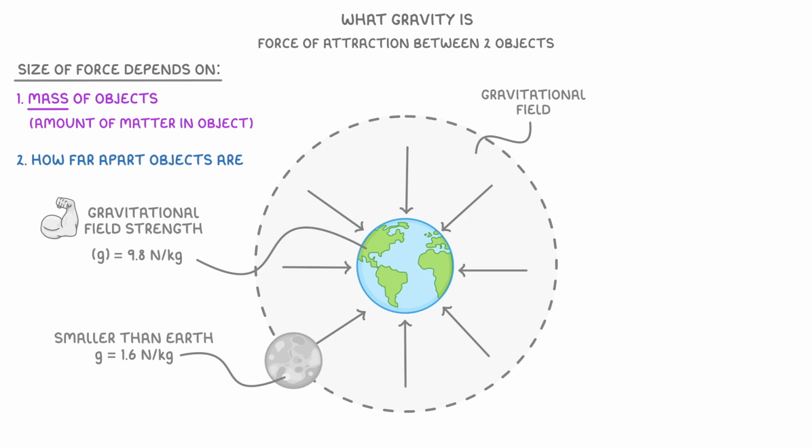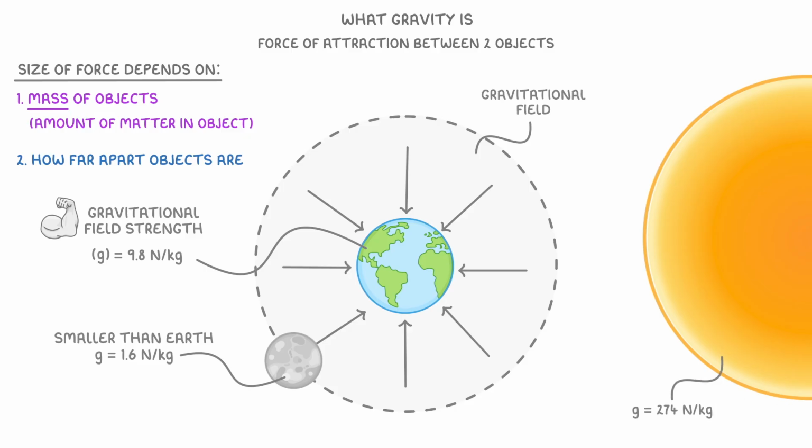The forces of gravity between the Earth and the Sun are also really strong, even though they're quite far away from each other. This is because the Sun is so enormous that its gravitational field strength is around 274 newtons per kilogram.